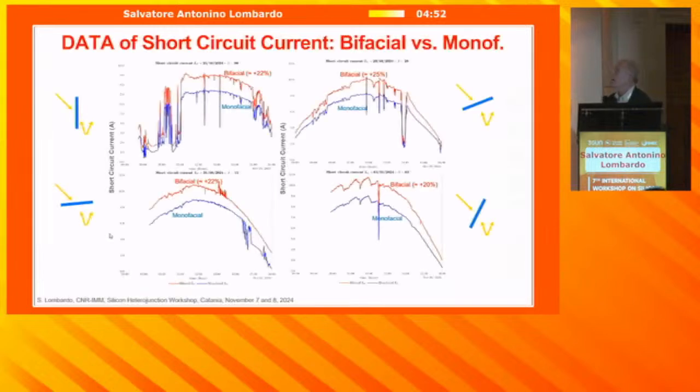Here is an example of data of short-circuit current, bifacial versus monofacial. And these are mini modules of 4 cells. And you see there is a large difference between monofacial and bifacial. The short-circuit current of the bifacial is roughly 20% larger than monofacial. And this is true for essentially all the orientations. Here we are changing the orientation in a wide range of angles. So roughly 20% is true for essentially any angle.